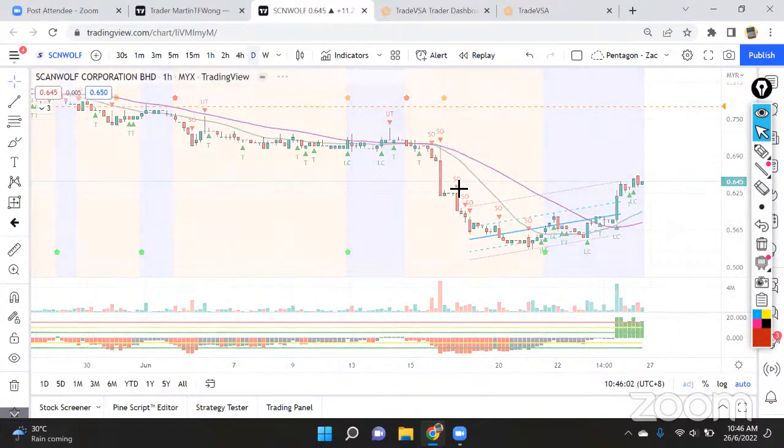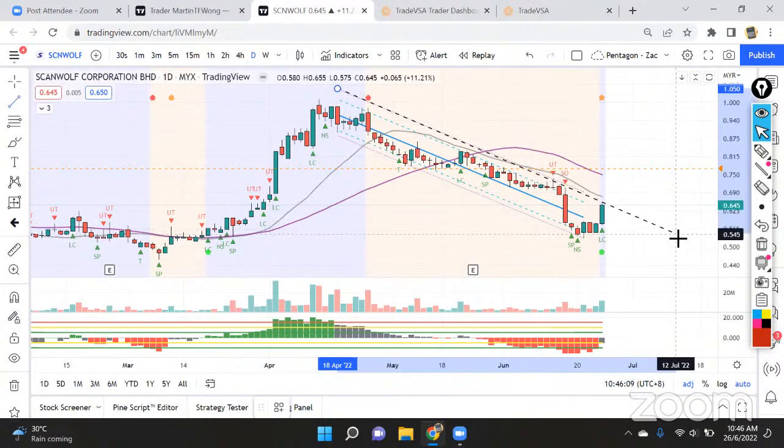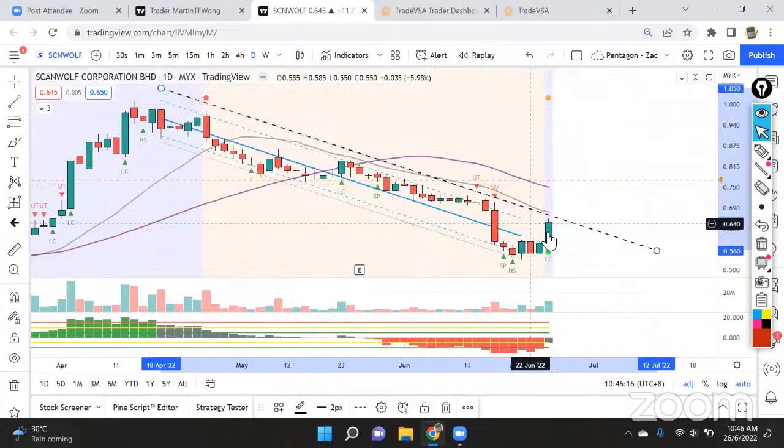Scan move as well, unusual volume. But scan move hasn't broken the trend line. I was watching how it's going to react near here. I kind of like those reversals with a sudden sell off.